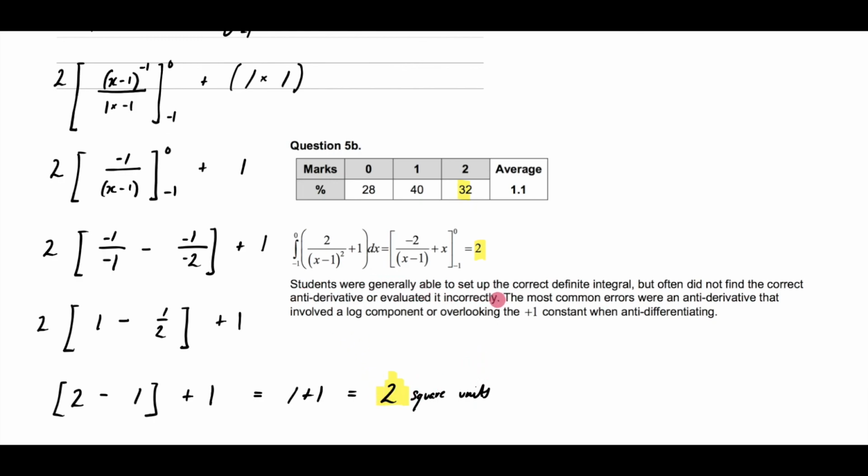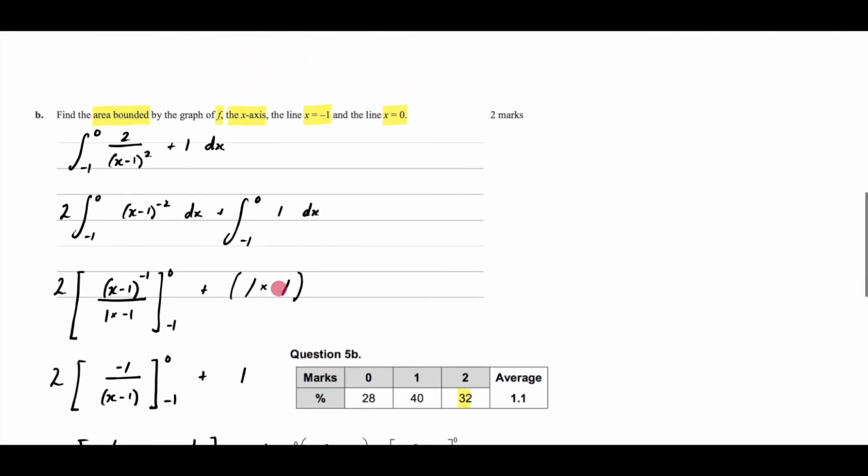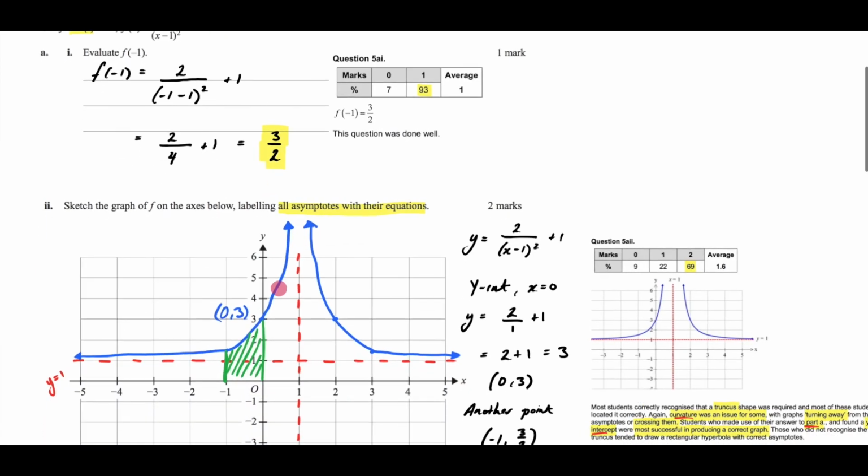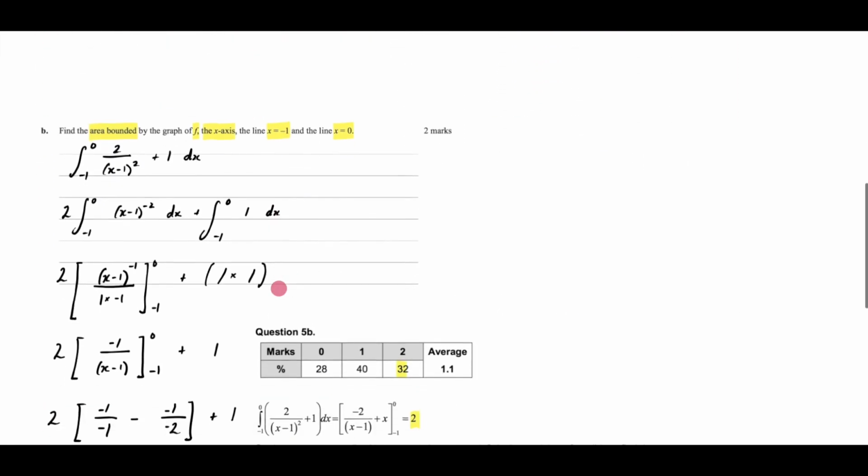Students were generally able to set up the correct definite integral, but often did not find the correct antiderivative or evaluated it incorrectly. The most common errors were an antiderivative that involved a log component or overlooking the +1 constant when anti-differentiating. So the +1 constant is referring to this little thing out there. So overall, not a bad question at all. This is question 5.